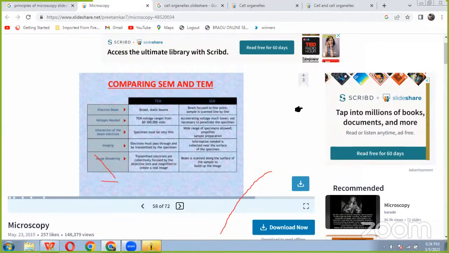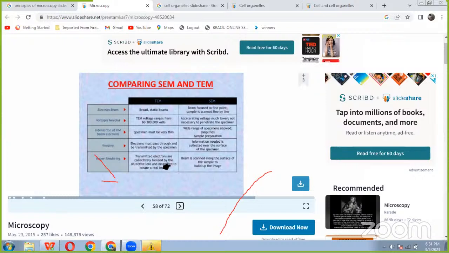Imaging electrons must pass through, be transmitted by the specimen. And next one is, in SEM, the information is collected from the surface of the specimen. Mainly in imaging, they can transmit through the inner level. Electrons pass through, transmitted by the specimen inner level. Okay. And the next information needed is collected from the surface of the specimen, especially what they can see in the scanning electron micrograph. The inner level they can see in the imaging of the TEM.